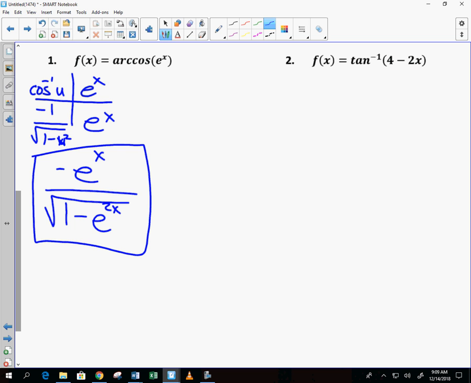Okay. Thank you. All right, so next one, chain rule again. I've got tangent inverse or arctangent of u, and the inside is 4 minus 2x. What's the derivative of 4 minus 2x? -2. What's the derivative of arctangent?